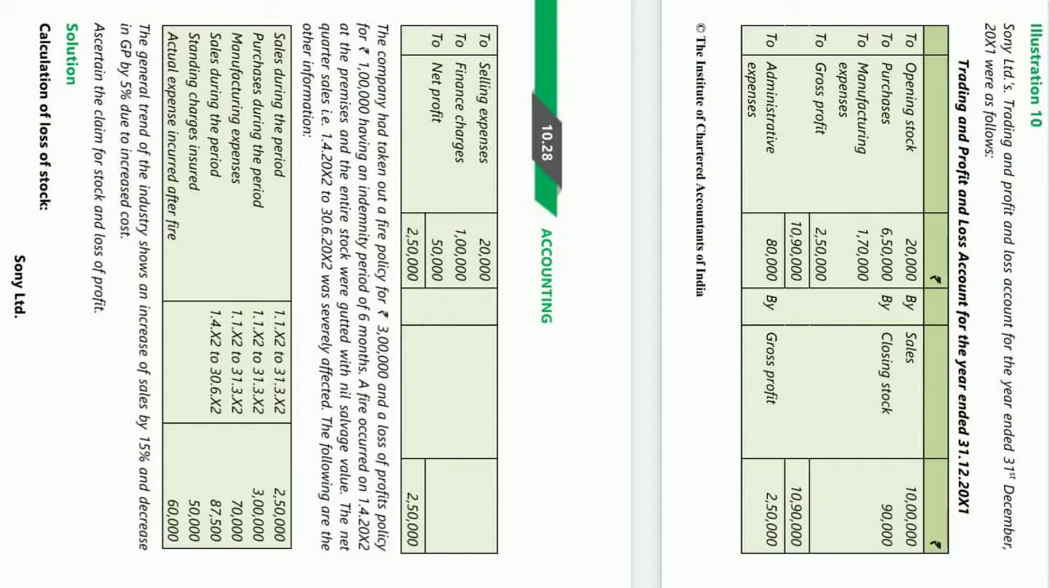Ascertain the claim for stock and the loss of profit. This is an important question. There are many chances for this question to be asked in the exam also, and we will explain it step by step on the board. Please listen to me, and make sure these two policies are covered here. Please understand one by one. Okay.